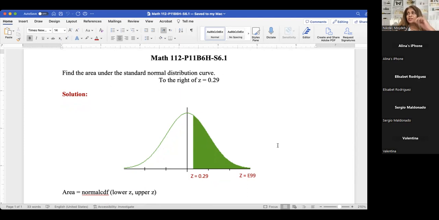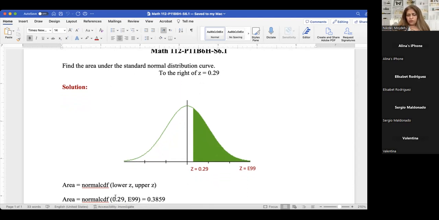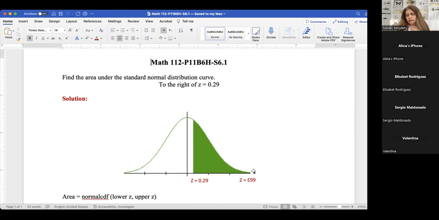I use normal CDF. You have to enter 2 numbers. The left side of the shaded region, or left wall, which is 0.29, and the right side. The right side is going all the way to the right, and that's positive infinity. In this class, positive infinity is represented with E99. So let me show you the calculator.